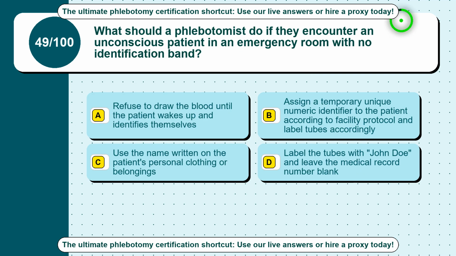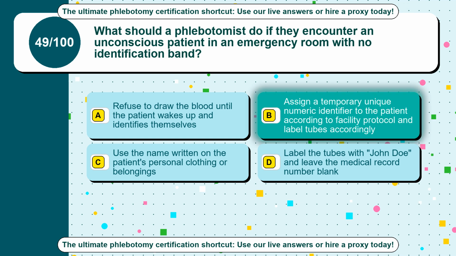Question 49. What should a phlebotomist do if they encounter an unconscious patient in an emergency room with no identification button? Option A, refuse to draw the blood until the patient wakes up and identifies themselves. Option B, assign a temporary unique numeric identifier to the patient according to facility protocol and label tubes accordingly. Option C, use the name written on the patient's personal clothing or belongings. Option D, label the tubes with John Doe and leave the medical record number blank.